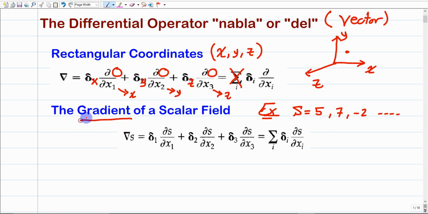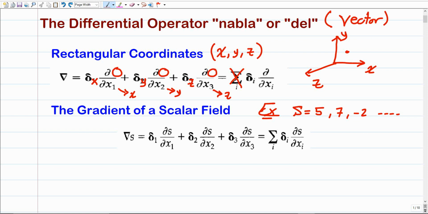So we're gonna use the gradient operator, which is the differential operator. We can give a name to this one. In general, the general name of the operator is differential operator, which is commonly known as nabla or del. But we can use it to find the gradient of a scalar field.